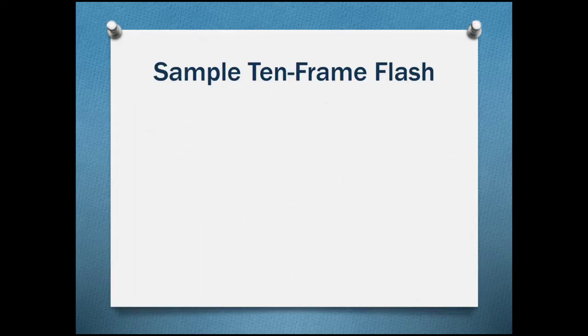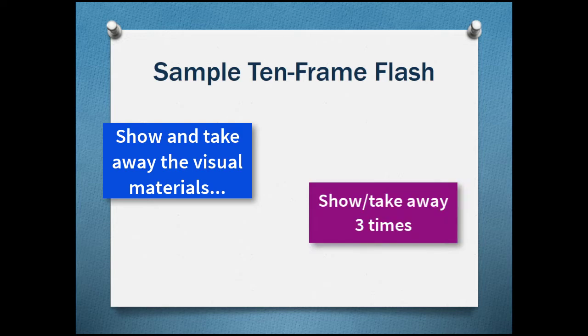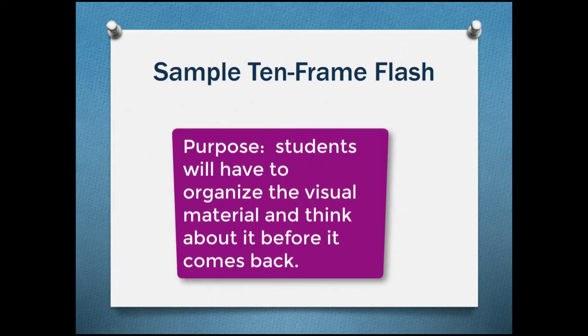Okay, now let's get to an example of the flashing activity. What I'd like for you to think about is the way the activity is conducted. So let me describe it first, and then please watch for it as we go through this. We're going to show something, and then we're going to take the visible material away. Then we're going to show it a second time, take it away a second time, show it a third time, take it away a third time. And the purpose for doing it that way is so that students will have to organize the visual material, and then they have to think about it before it comes back. So please pay attention to the way we're doing this.